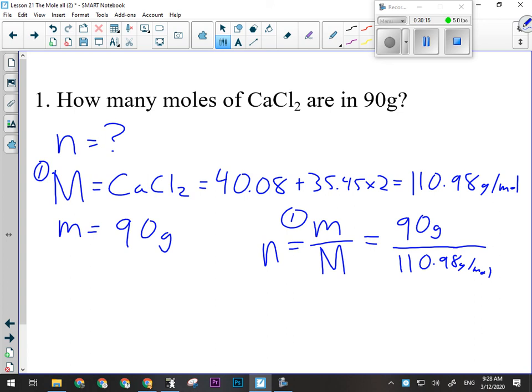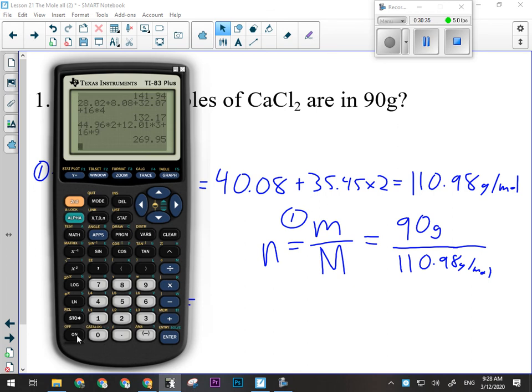Now looking at that, do I have less than 1 mole? Yes, because 1 mole is 110 grams and I only have 90 grams. So is it okay if I get a decimal? Yeah, it's less than a mole. Sometimes people are intimidated by that. They think they did something wrong. So N equals 90 grams divided by 110.98, and we have 0.81 moles.